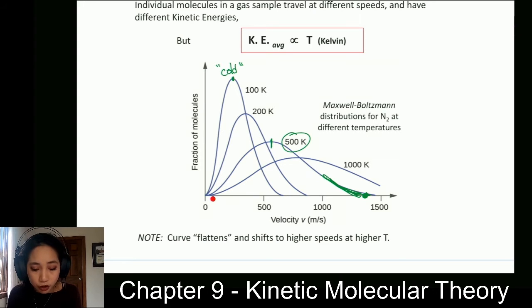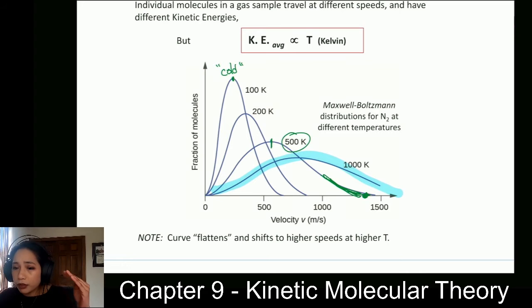And so if we increase the temperature of our sample even more, let's say 1000 Kelvin, you see how the curve flattens. And so we get a much larger distribution of speeds in our gaseous sample. A lot of them are going quite fast, but some of them are still going slower as well. But overall, you see that the most probable speed is higher than it is at lower temperatures.